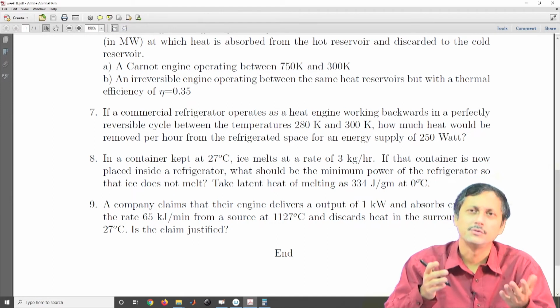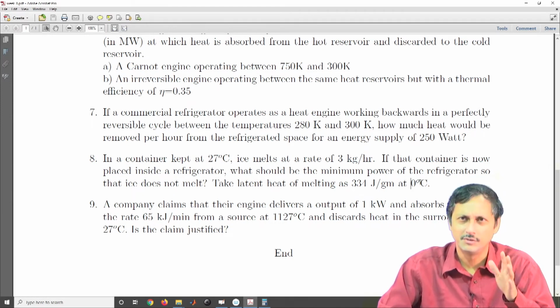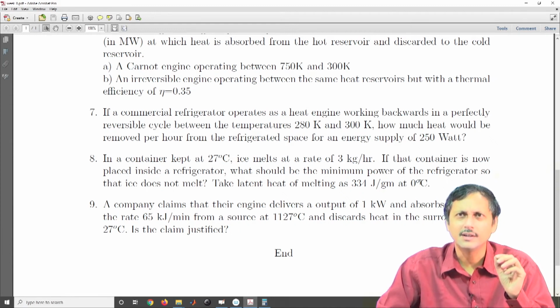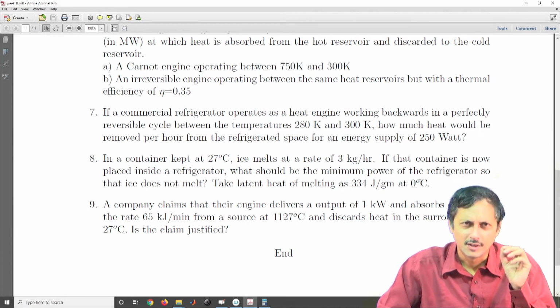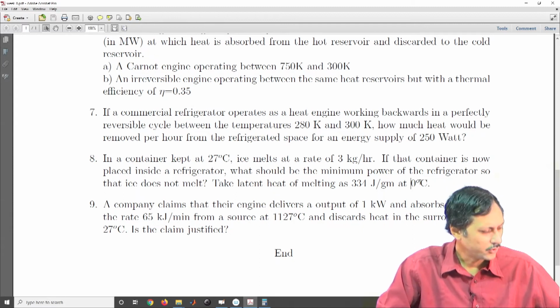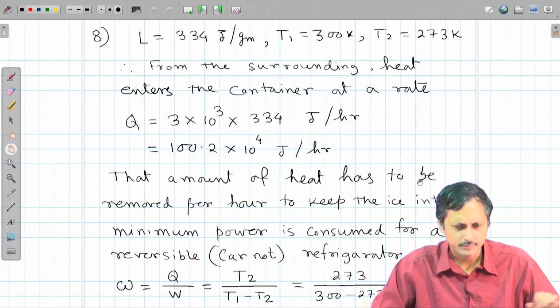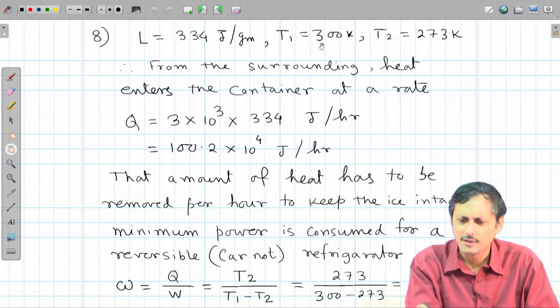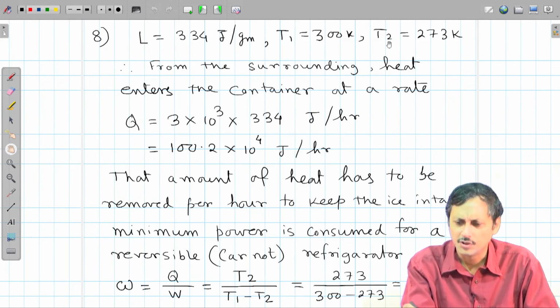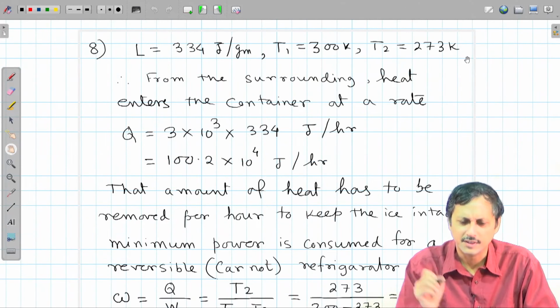melt. So, of course, if we maintain it at -2, it will be even better, but as it is required to compute the minimum amount of heat, minimum power, we will consider that temperature of the source, in this case the low temperature part, is 0 degree centigrade. So, we have T1 is equal to 300 Kelvin, T2 is equal to 273 Kelvin.